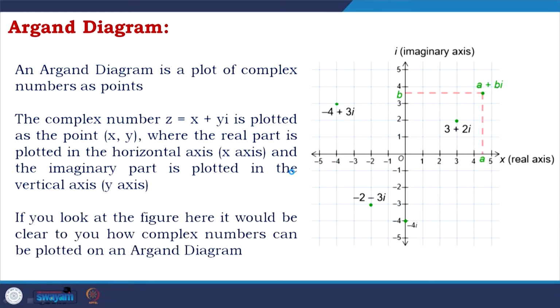So, if you look at this figure, you will see that there is the real axis, the x axis, and there is the imaginary axis, and you see how 3 plus 2i, x plus yi, a plus bi, minus 4 plus 3i, minus 2 minus 3i, all could be plotted. This plot is called an Argand diagram.